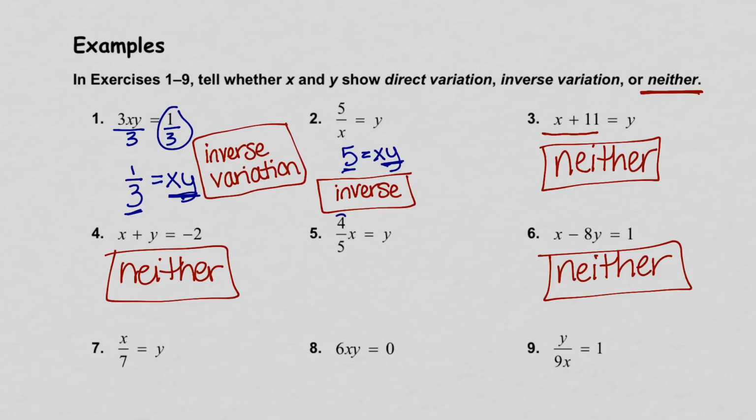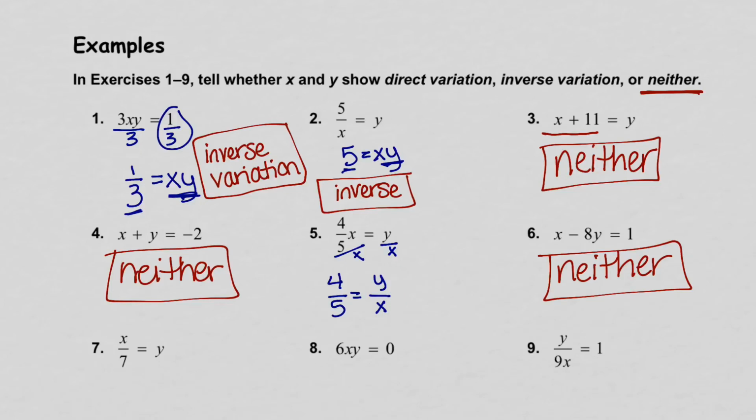I want to get the constant by itself, so I'm going to divide by x. So I get 4/5 equals y over x. I don't care that that number is a fraction. A fraction is still a number. It is still my constant. I care what this right side with the x and y put together looks like.